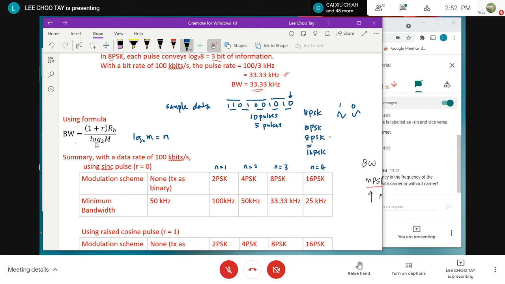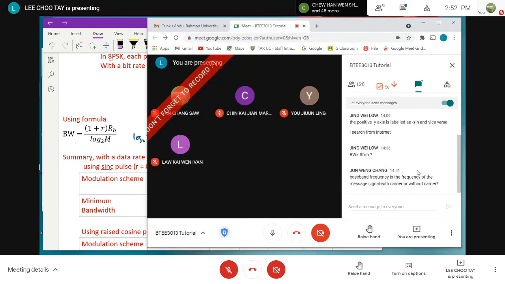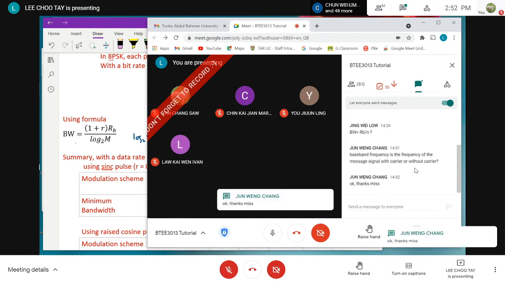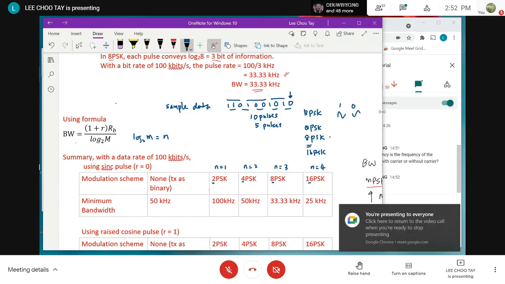I leave this equation as log 2M because I want to take this number. And baseband frequency is a frequency without carrier. Baseband signal means no carrier. Okay, so then let's discuss the next question.